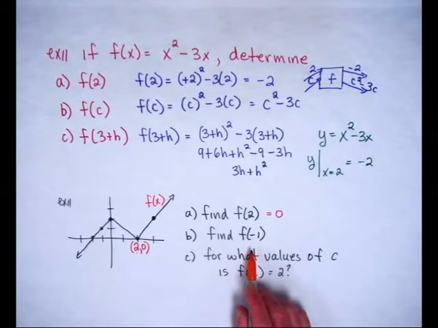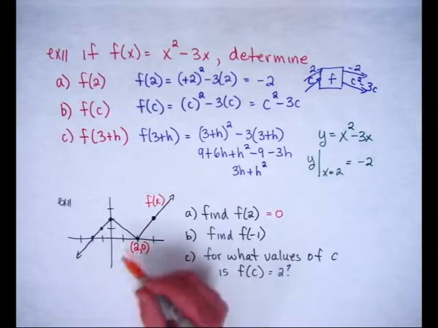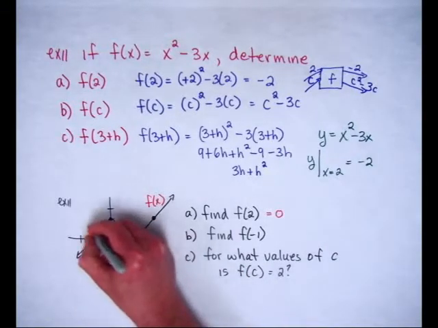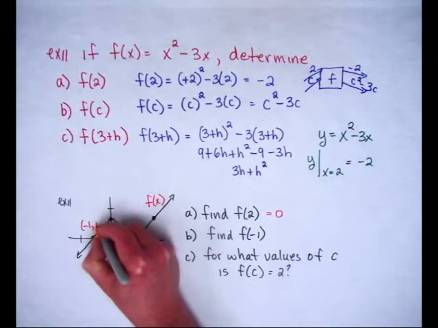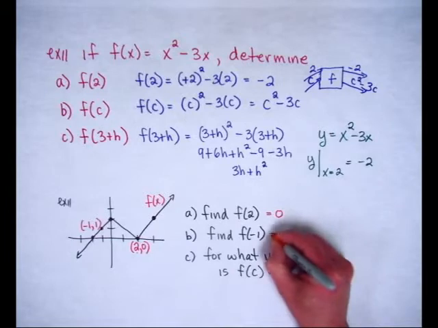The next question says find f at -1. So again, we just go over to -1. We're looking at this point right here. This point is -1, 1. So our answer would be 1.